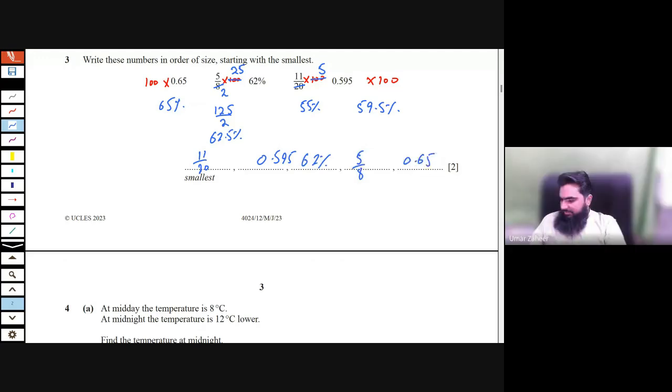Alright. You can convert it into decimal form and compare them as well. But when I have to look for the values, it is easier to convert all of them into percentages, and obviously when all of them are in percentages, we can easily compare.